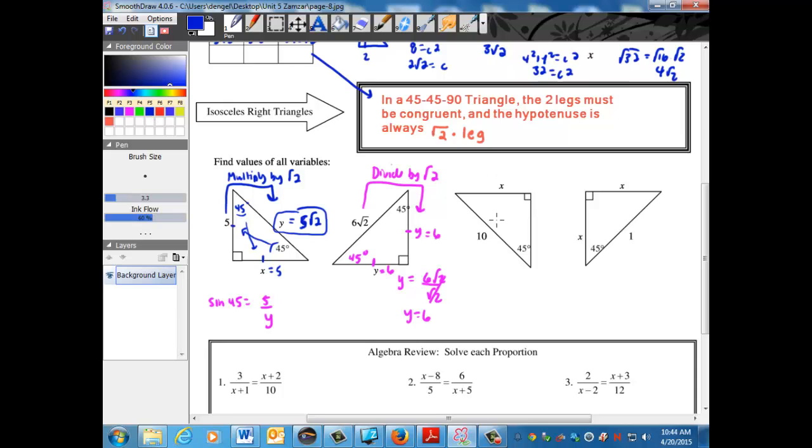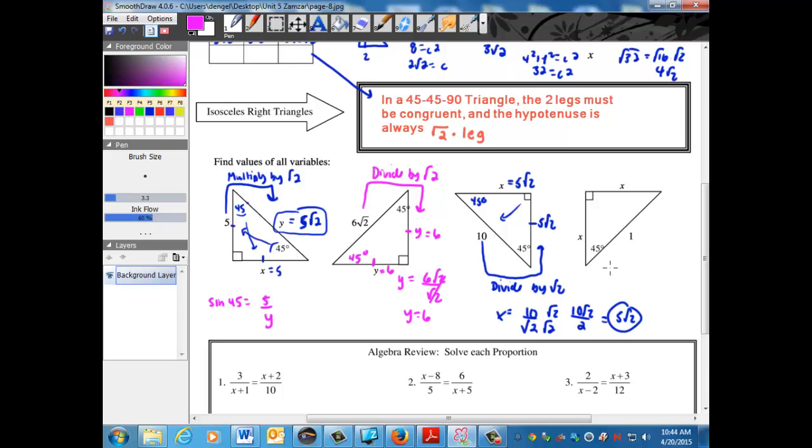Alright, then our third problem, we can write 45 degrees here. Again, we're moving from our hypotenuse to a leg. To move from a hypotenuse to a leg, we do not multiply by rad 2, we do the opposite, that's divide by rad 2. So x equals 10 divided by rad 2, multiply by rad 2 over rad 2, 10 rad 2 over 2 reduces to 5 rad 2 as the answer. So x would be 5 rad 2, and this length would be 5 rad 2 as well.